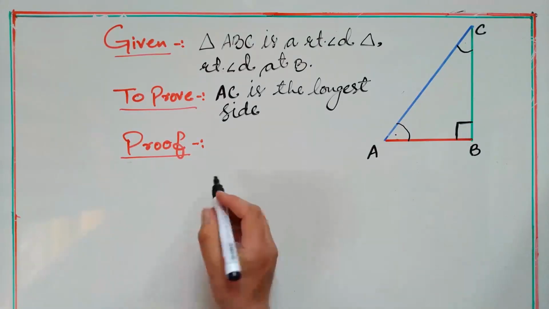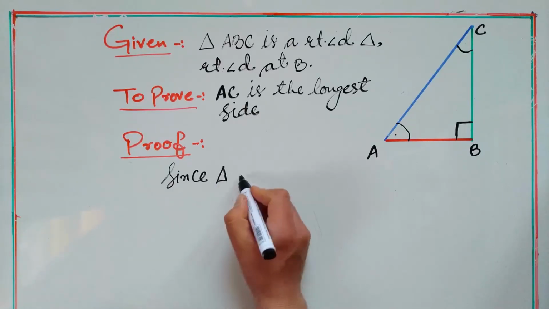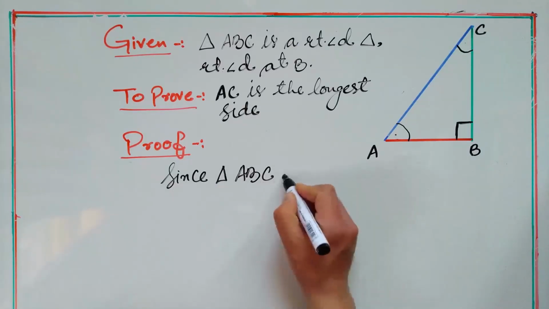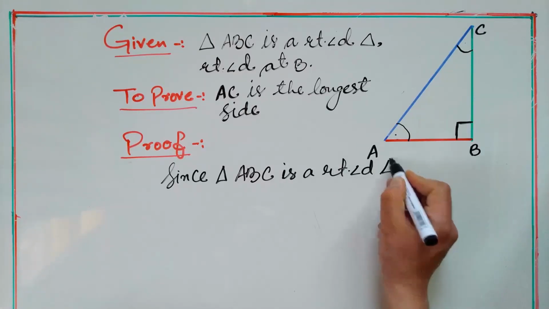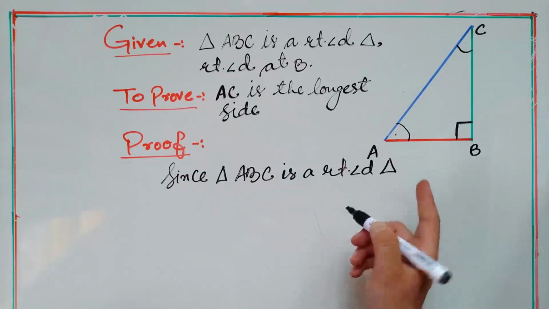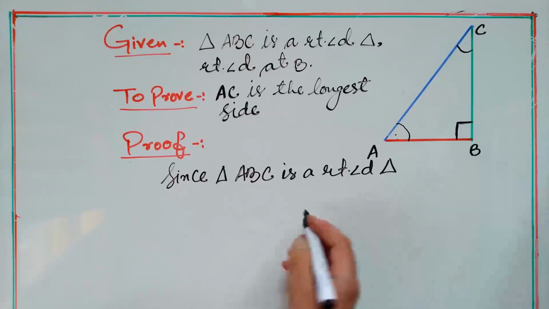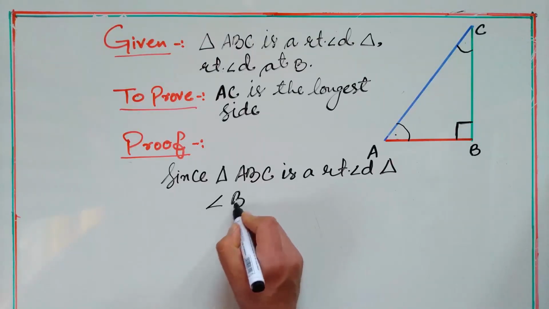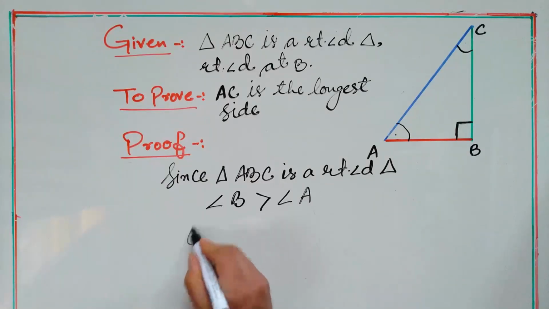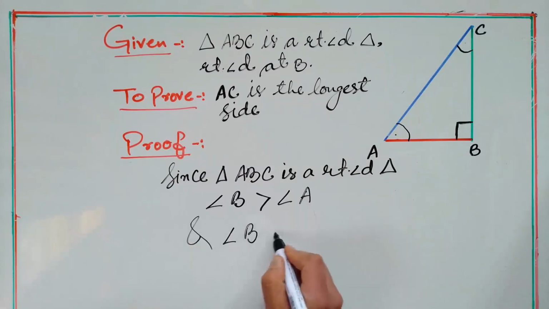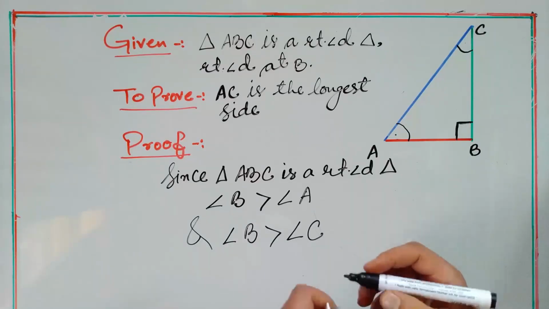So I can write down in the proof: since triangle ABC is a right angled triangle, what will happen in a right angled triangle? This angle B will always be greater than both A as well as C. So I can write down angle B is greater than angle A, and angle B is also greater than angle C. Okay, fine.